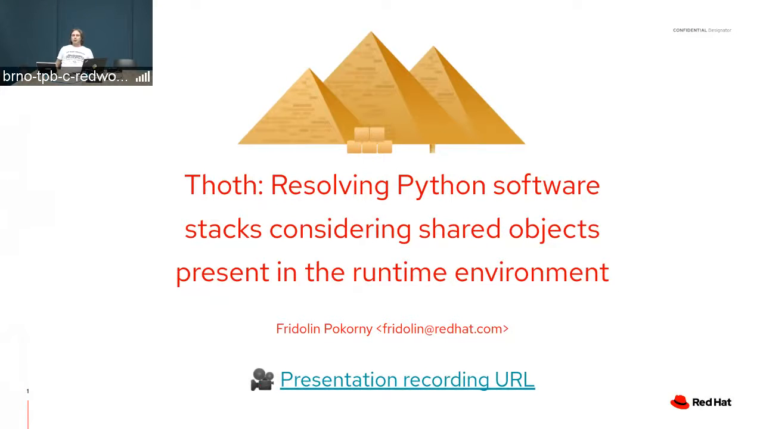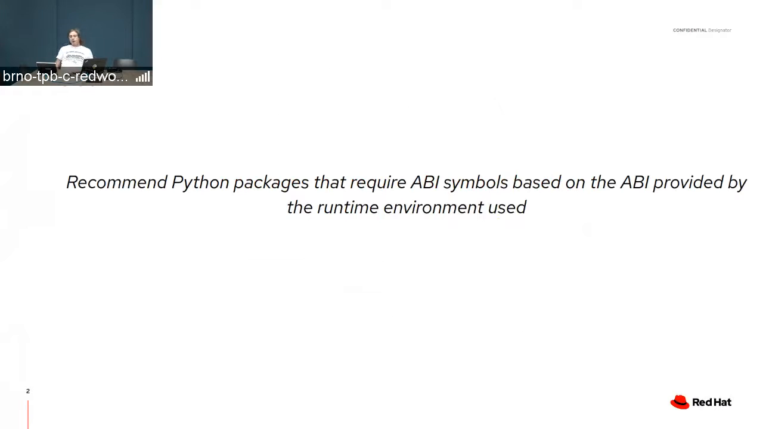Hello everyone, welcome to this demo that will be discussing resolution of Python software stacks, considering also shared objects that are present in runtime environment. So the goal here is to recommend or resolve Python packages, considering also ABI symbols that are present in runtime environment. This can be, for example, a requirement on a certain ABI symbol to be present in the runtime environment, or that some symbol is missing in the runtime environment.